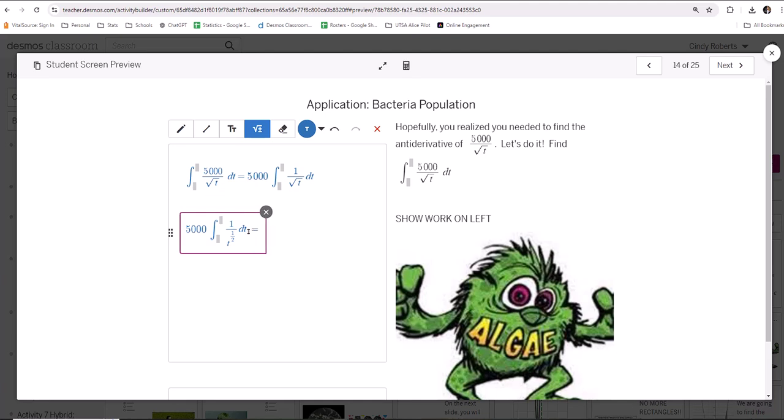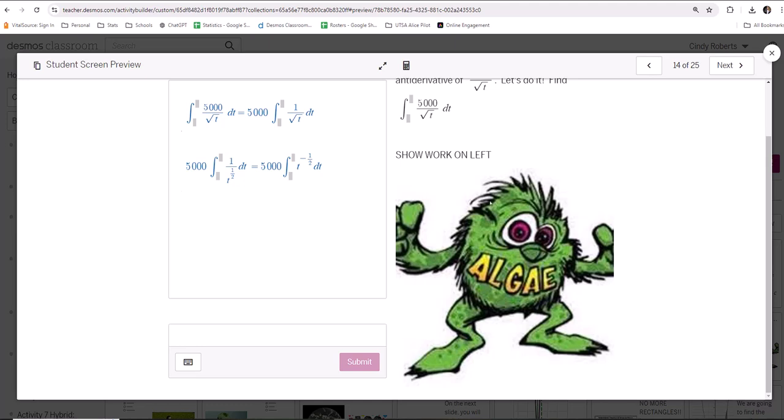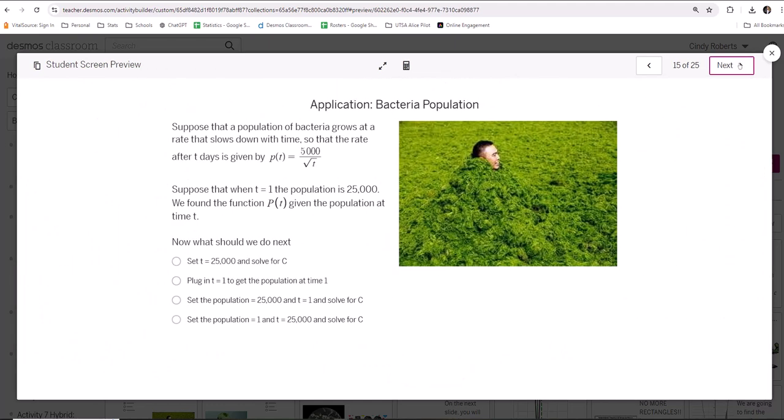And so then from here, I probably have the 5,000 and the integral. I would bring that to the top, which makes it a negative. And now the 5,000 is just still out front, and now you have something you can use the power rule on. All right, so I'll leave it up to you, and you'll know if you get this answer right.